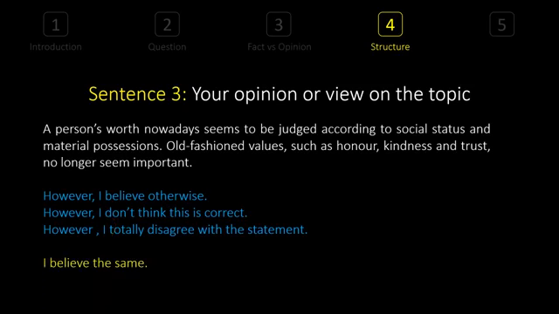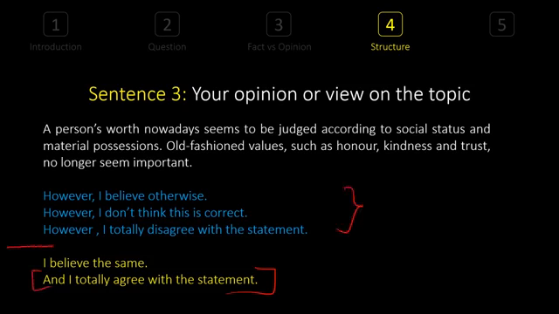Okay, good. The second part would be if you have a positive tone, that means you're going with the flow or with the opinion. I believe the same, and I totally agree with the statement. These are two options you can write in an essay, but you cannot write both. In that case, it will be a clear paragraph. What if you don't mention these?